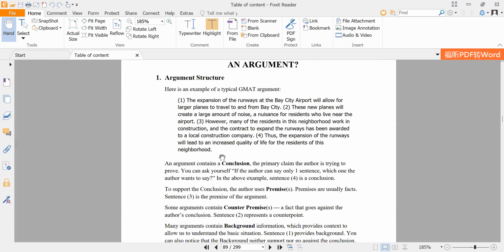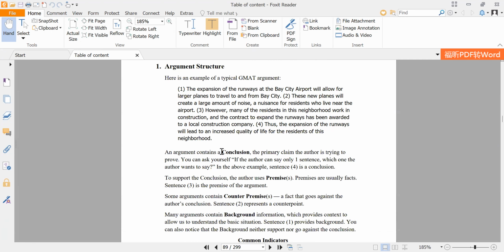And the three main components of an argument: number one is the background information, which is basically just a fact-based statement or sentence that provides the context for the stimulus, for the argument.